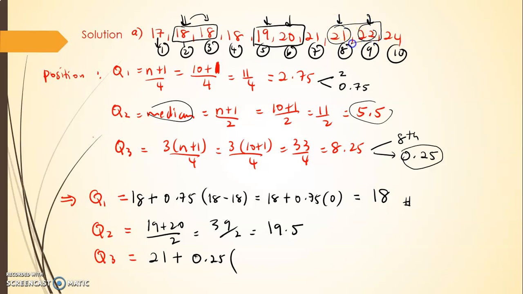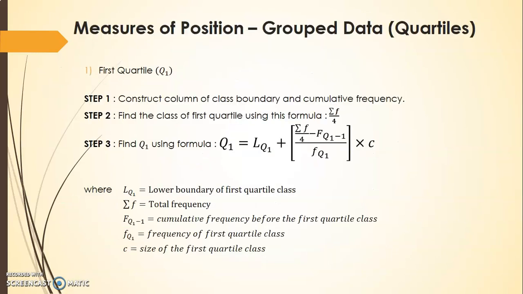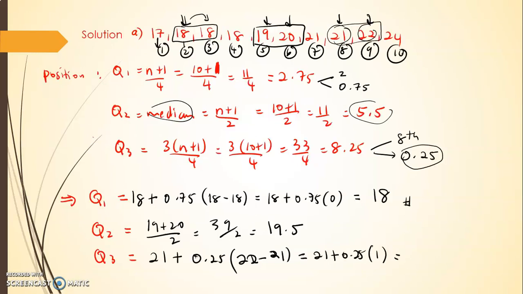So we must take the difference between these two numbers. So 22 minus 21. So 21 plus 0.25 times the width, which is 1. 21 plus 0.25 is 21.25. So this is the value of Q3.